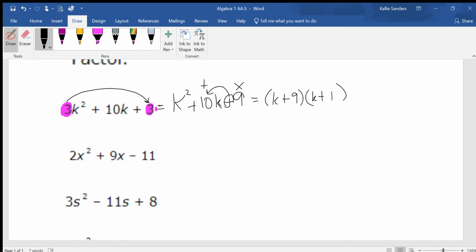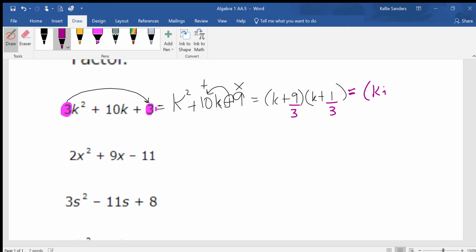You're like, okay, you're finished. But we're not, because remember we moved the 3 at the beginning. What did we do? We multiplied. So we have to undo that. So what we're going to do is divide these two numbers by the number that we multiplied by at the very beginning. What did we multiply by? We multiplied by 3. So we're going to divide both of those by 3. And this is what happens.